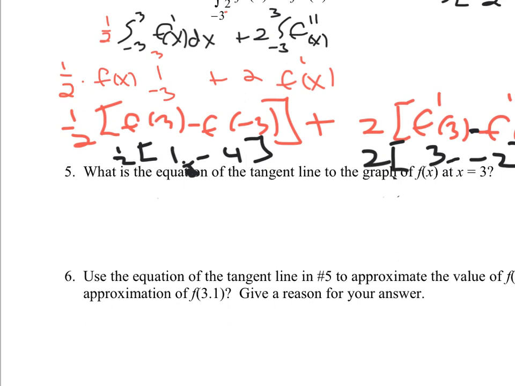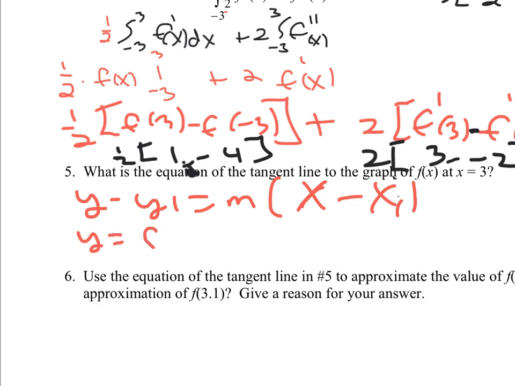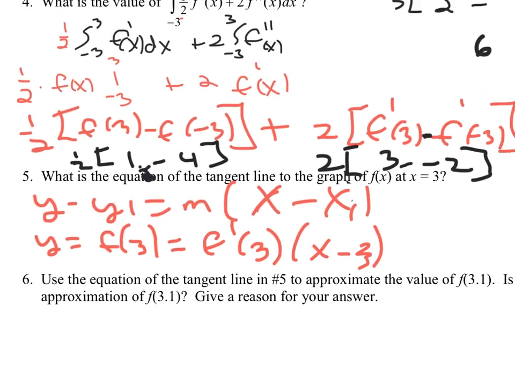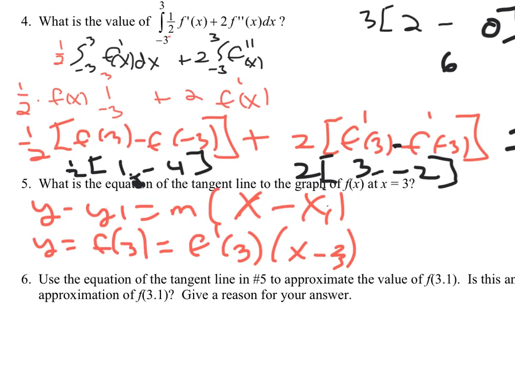They threw that at you just to say, do you remember y minus y1 equals the slope times x minus x1, which in terms of my problem is y minus f of 3 equals f prime of 3 times x minus 3. Isn't that bringing back bad memories? Are you doing that based off of number 4? No, I just did it by itself. He said f of x at 3.